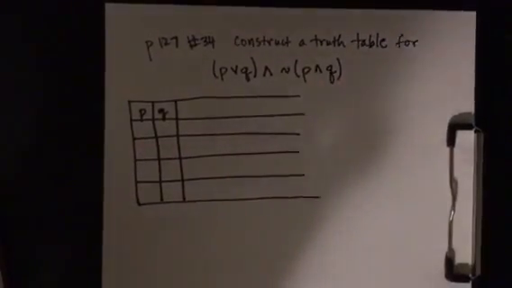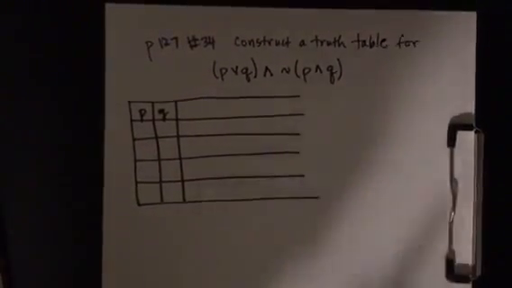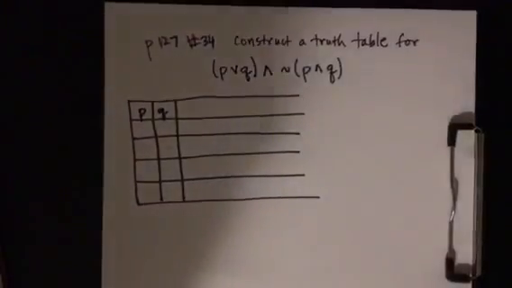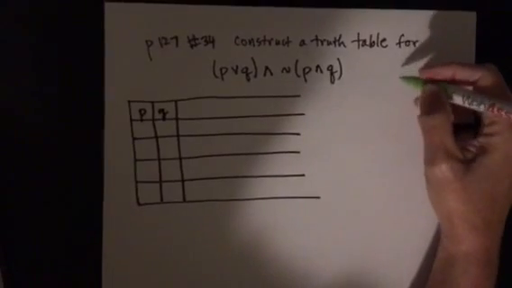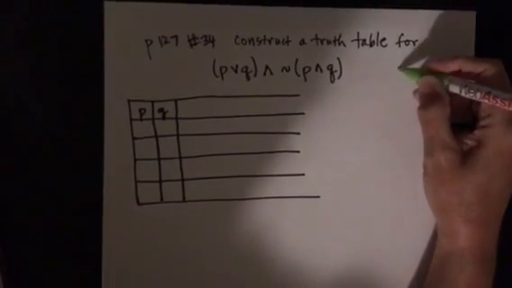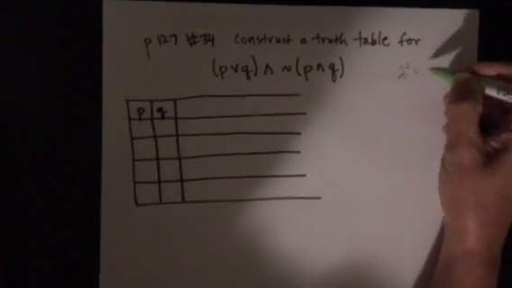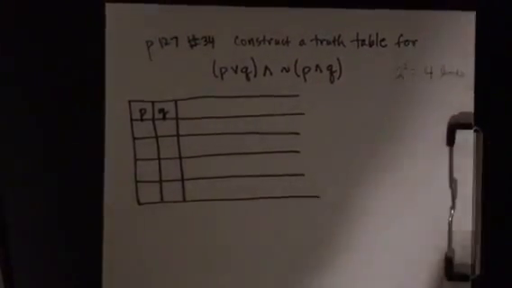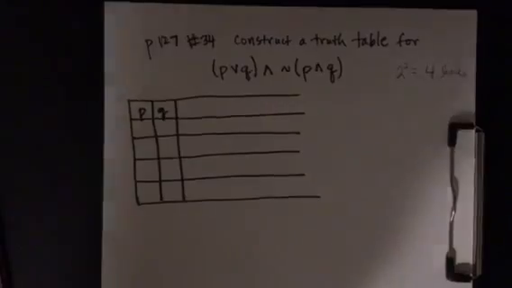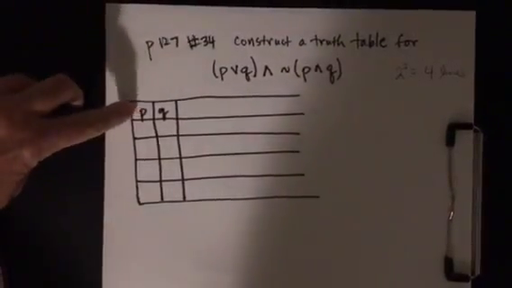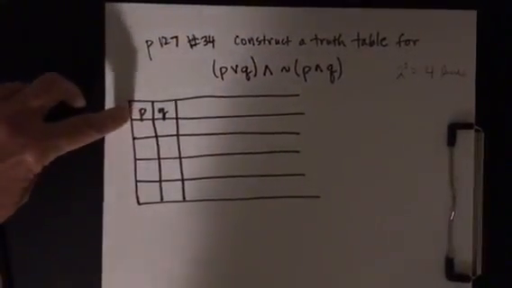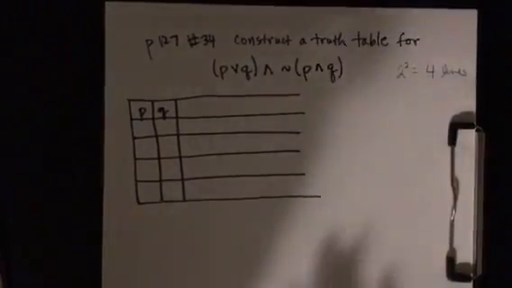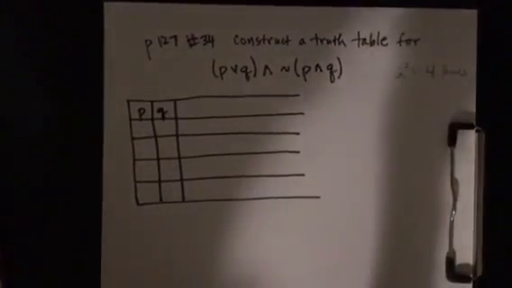And if you recall from class, if you have two statements, in this case P and Q, two simple statements, that means you're going to have 2 to the second, which is 4 lines in the truth table. Now I'm not counting the line where I have my titles. So I'm going to build it as I go. I left the right side open so I can extend it as far as I need to.